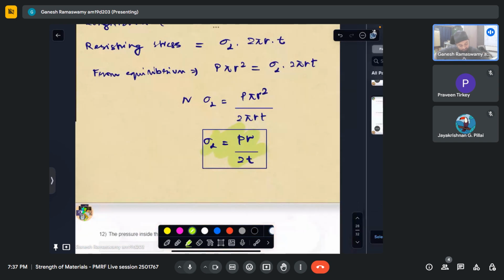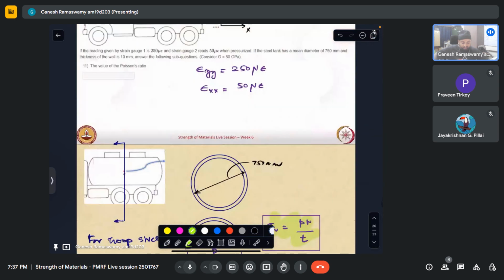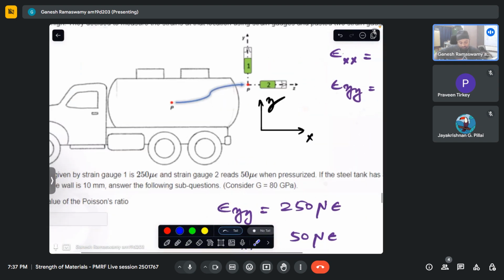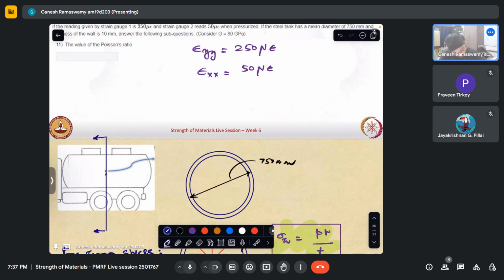So what we want to find is the Poisson's ratio. And the quantities that have been given to us are strains. So epsilon xx and epsilon yy are given. From here we can see that the x direction is nothing but our length direction L, and the y direction is nothing but our circumference, the hoop direction. So this is nothing but my longitudinal strain, and this is nothing but my hoop strain.